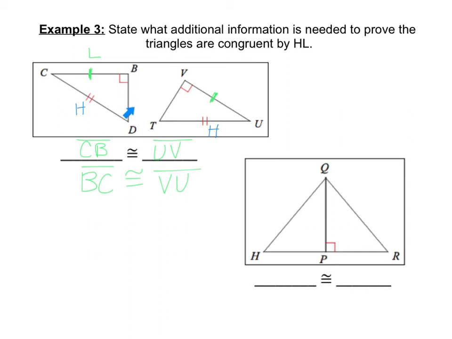You could also match up the short legs too. DB congruent to TV would also be a fine way to show they're congruent by HL.